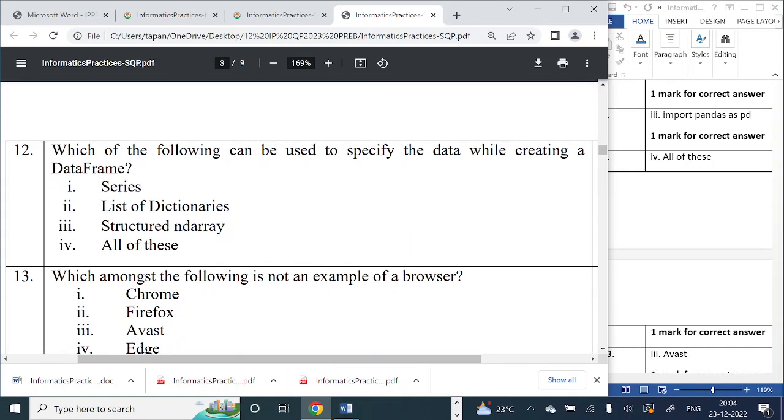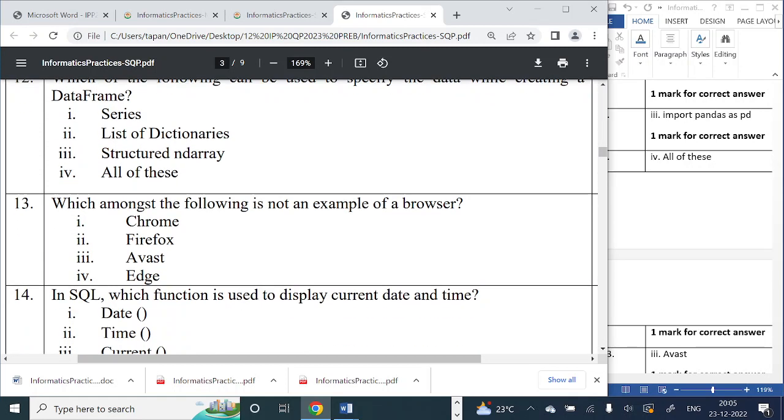Next, question number 12. Which of the following can be used to specify the data while creating a data frame? We can use series to create, we can use list of dictionaries to create a data frame, we can use structured ND array. Already we have done this. I will share with you the playlist of series, data frame, matplotlib in the description. You can go through those. So here it will be all of these. We can use series, list of dictionaries, structured ND array, and we can use dictionary to create the data frame.